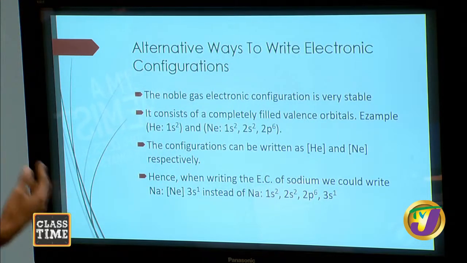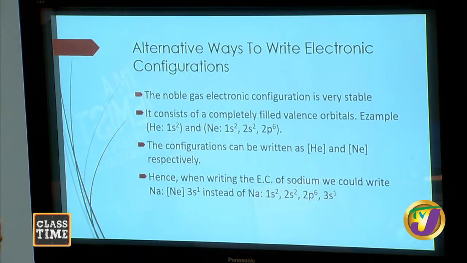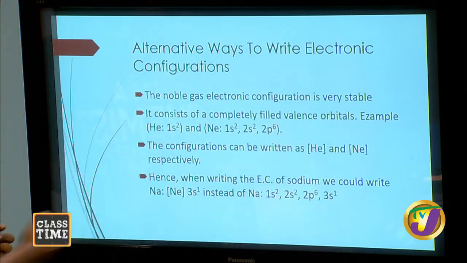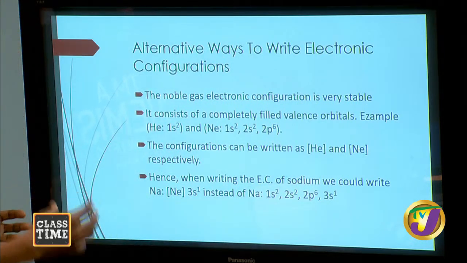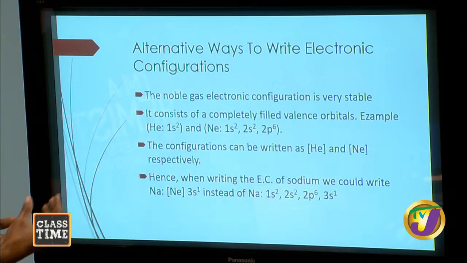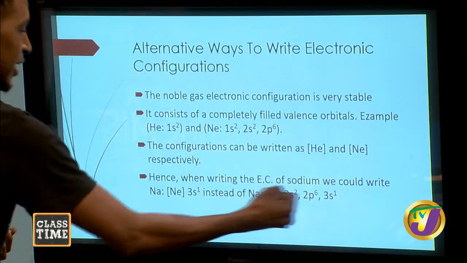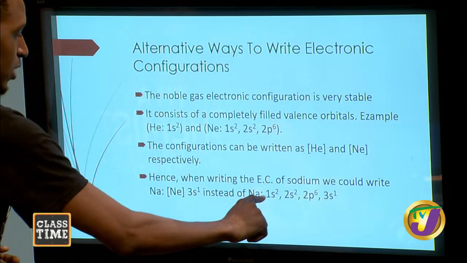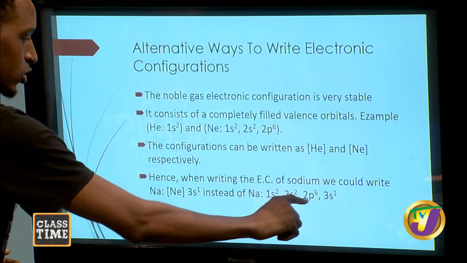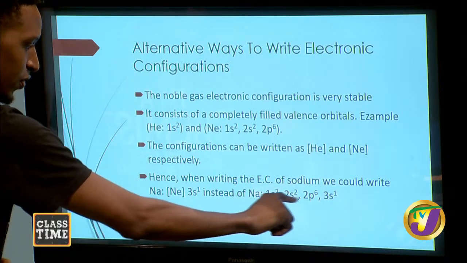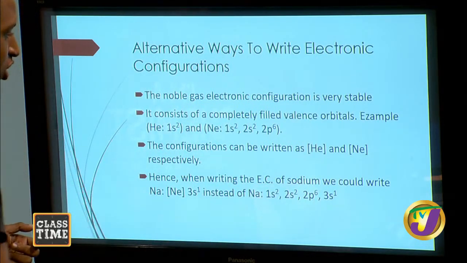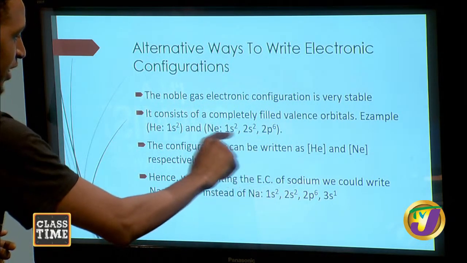Now, we just did the electronic configuration of sodium. And we said that this is the electronic configuration of sodium: 1s2, 2s2, 2p6, 3s1. So it's kind of long in a sense. So I want you guys to make note of this. From here to here, this portion is the noble gas electronic configuration. And it looks just like that of neon.